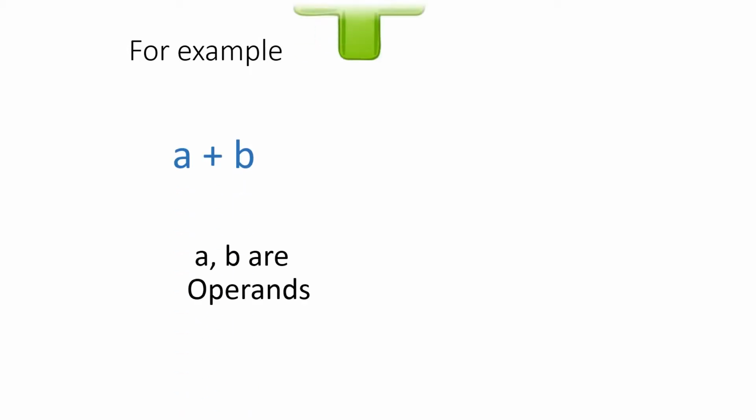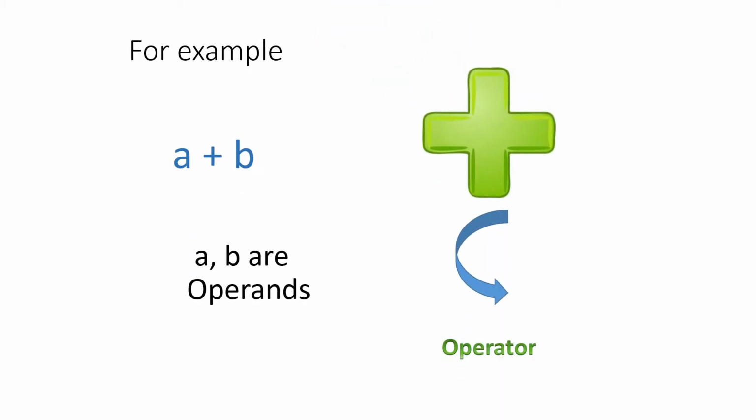A plus B. Here, A and B are the operands, that is the ones on which operation is to be performed, and plus is an operator, that is the operation which is used to add these two words. Now, first come to the operators.